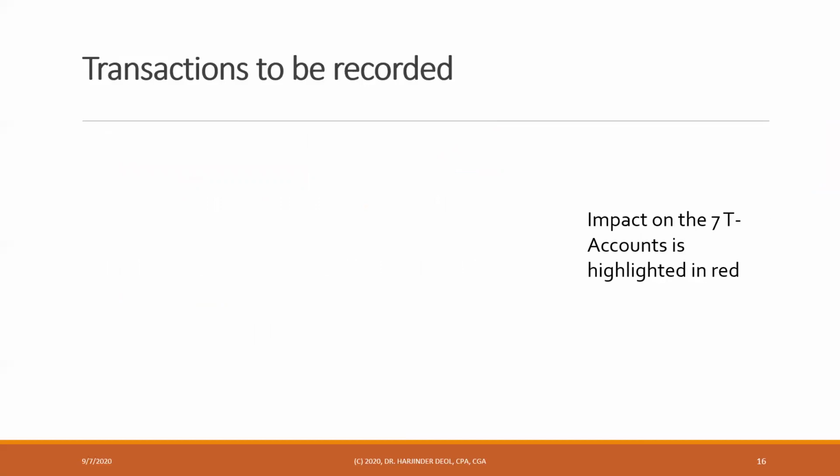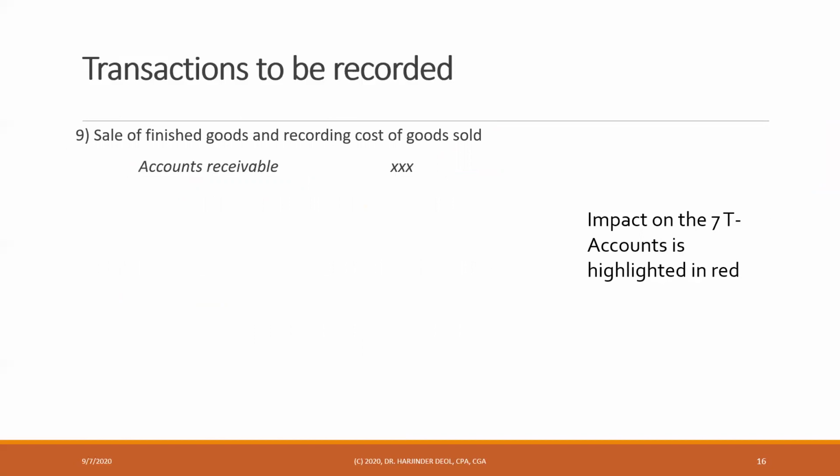The completed goods are sold by the company, and once these goods are sold, the company will record cost of goods sold. So assuming that the company sells goods on credit, the company will record a debit to accounts receivable and credit sales revenue, and debit cost of goods sold, credit finished goods inventory.